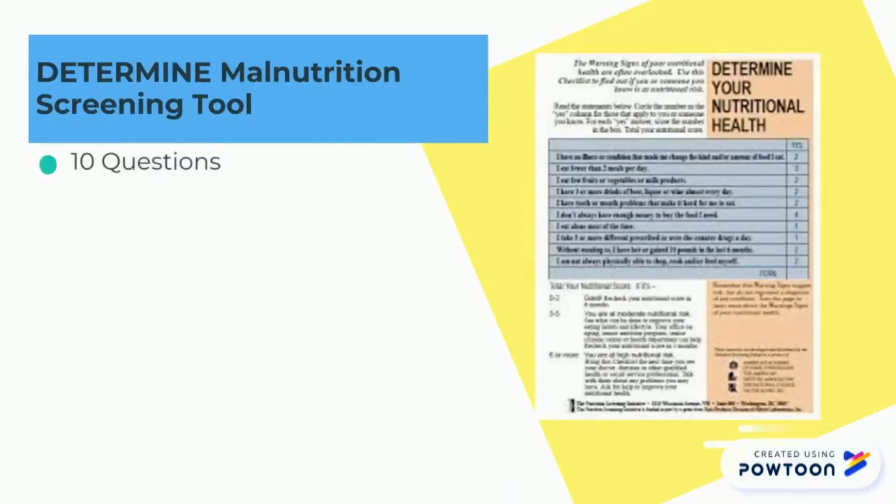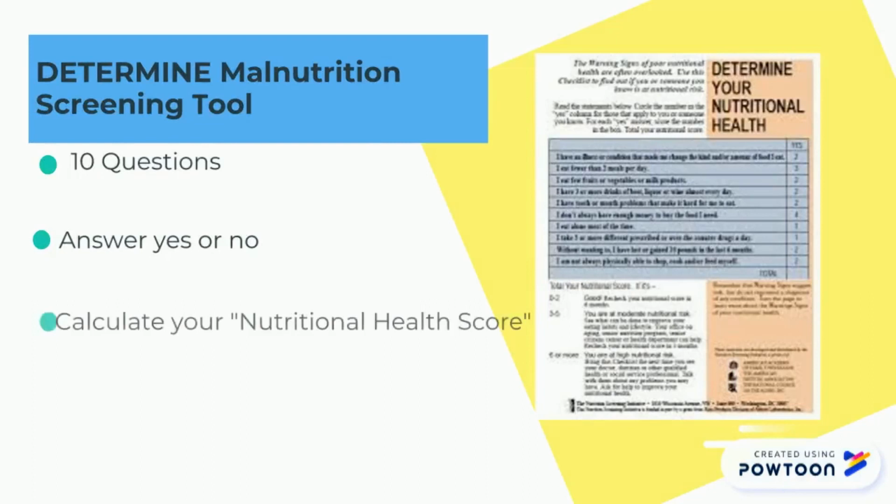So how does it work? The Determine questionnaire is made up of 10 questions that the individual answers yes or no to. There is a score allocated to each question. At the end of the questionnaire, you can total your score and compare it to the Nutrition Health Score categories at the bottom of the page.